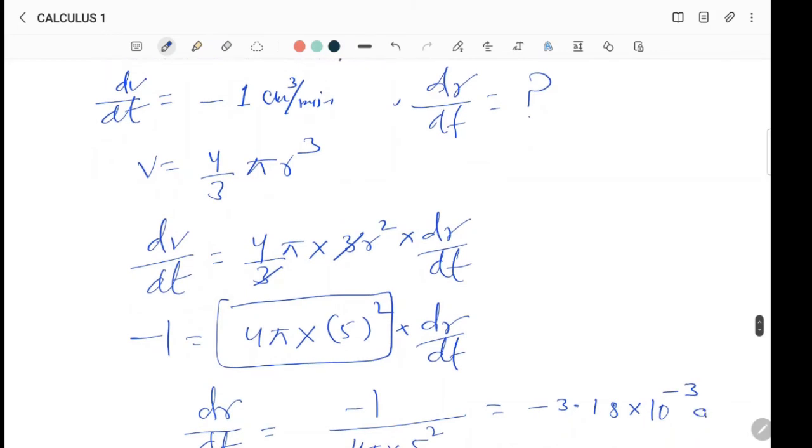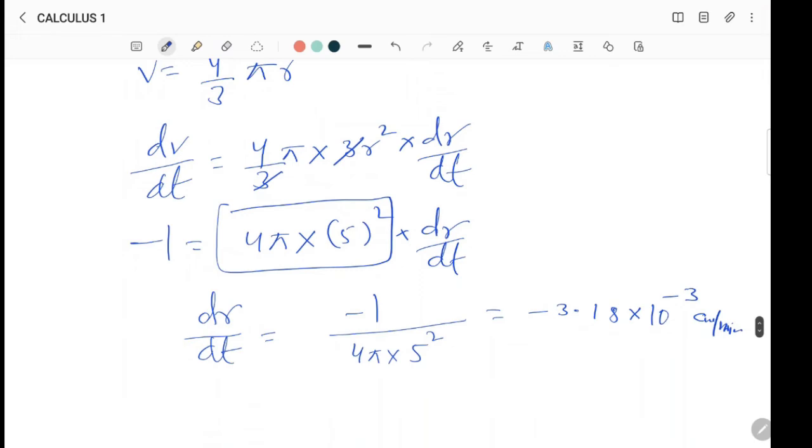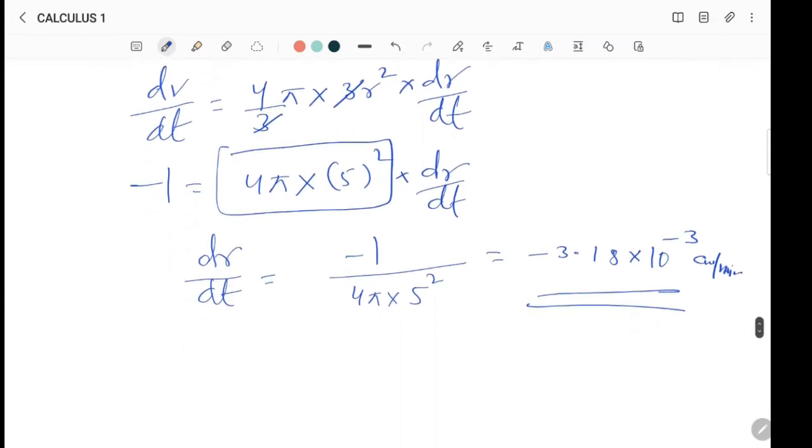Okay, so this is not the conclusion, this is dr by dt. It's negative, which tells us the radius will be decreasing. So we have to write: radius will be decreasing with a rate of 3.18 times 10 to the power minus 3. Negative means you have to use the word decreasing.